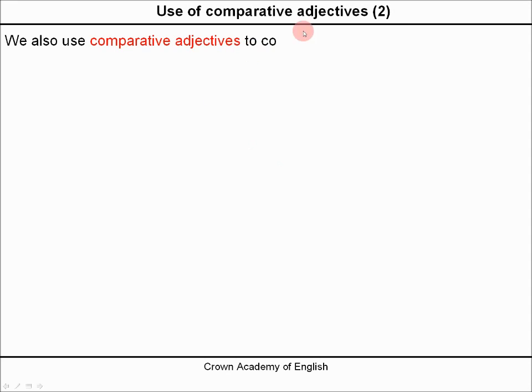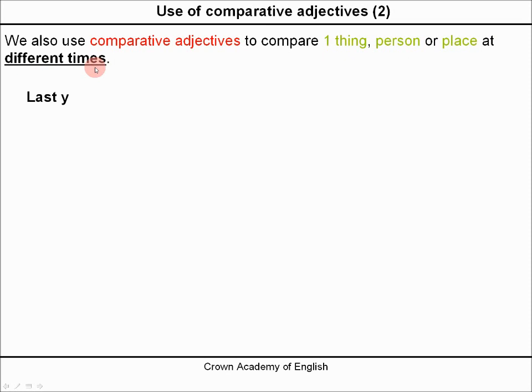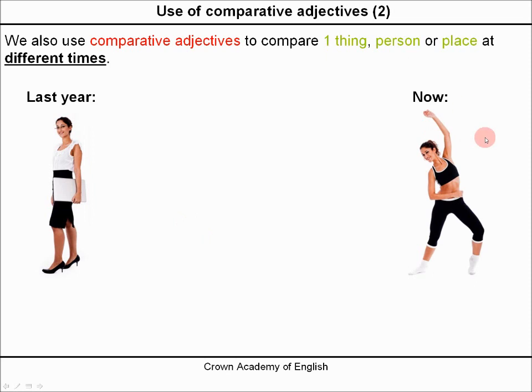There is also another use of comparative adjectives. And so we can use them to compare one thing, person or place, but at different times. Okay? So this is last year. This is now. So it's the same person at different times.